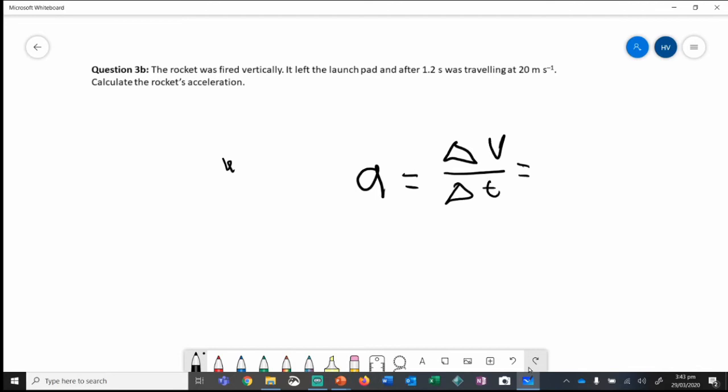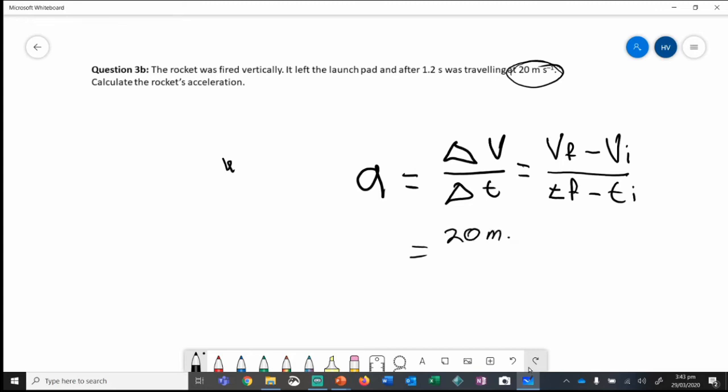Now, what is my change in velocity? Change in velocity is always velocity final minus velocity initial, divided by our change in time, which is going to be time final minus time initial. So my final velocity, we said, was 20 meters per second. And my initial velocity, it was standing still, so it was 0 meters per second.